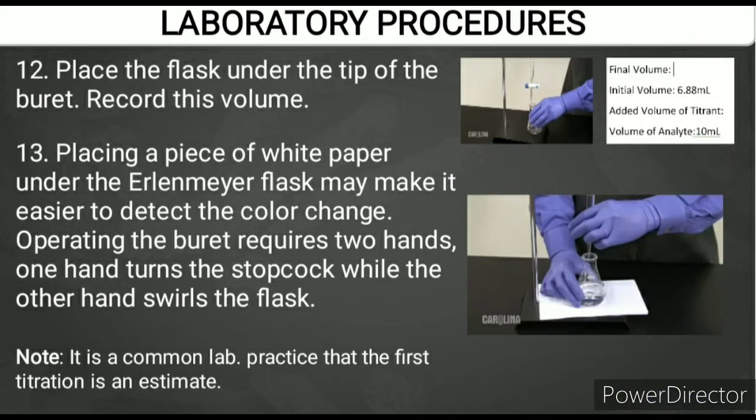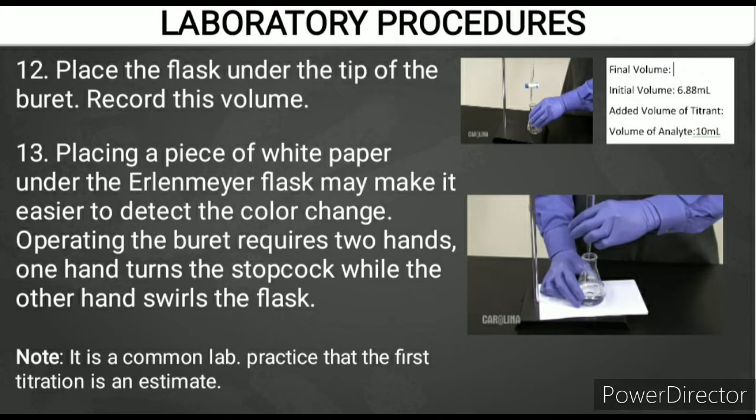Procedure number 11. Place the flask under the tip of the burette. Placing a piece of white paper under the Erlenmeyer flask may make it easier to detect the color change. Operating the burette requires 2 hands. One hand turns the stopcock while the other hand swirls the flask.